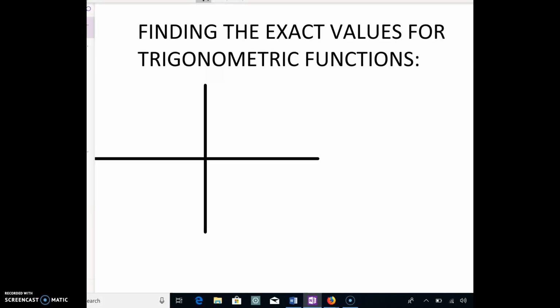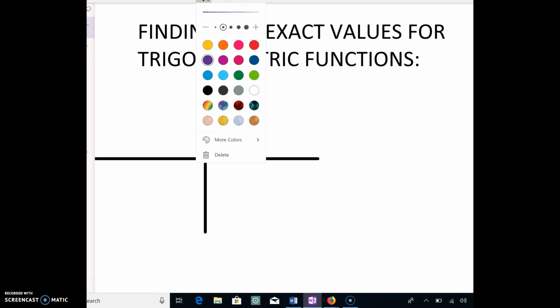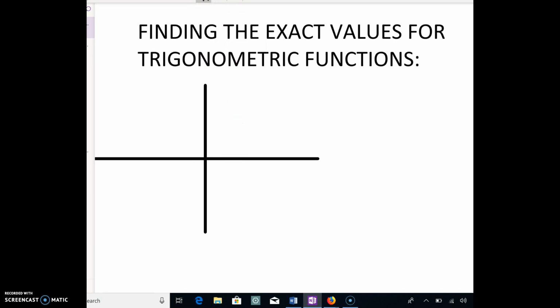In this example, we want to evaluate the 6 trigonometric functions at t is equal to pi. Oh, way too thick, so let's erase that. Sorry about that. Let's fix this. So let's evaluate the trigonometric functions at t is equal to pi.